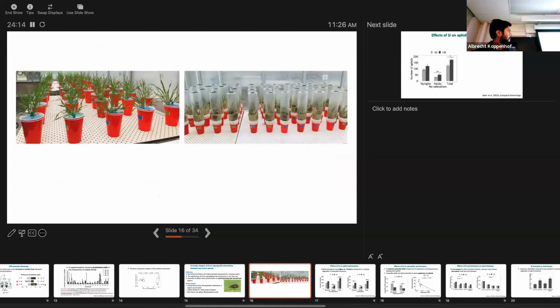So this is our glasshouse experiment. We grew plants hydroponically. This is how we caged plants after insect placement.